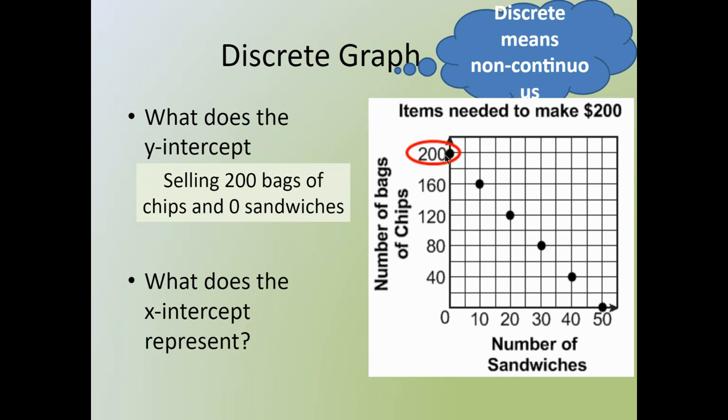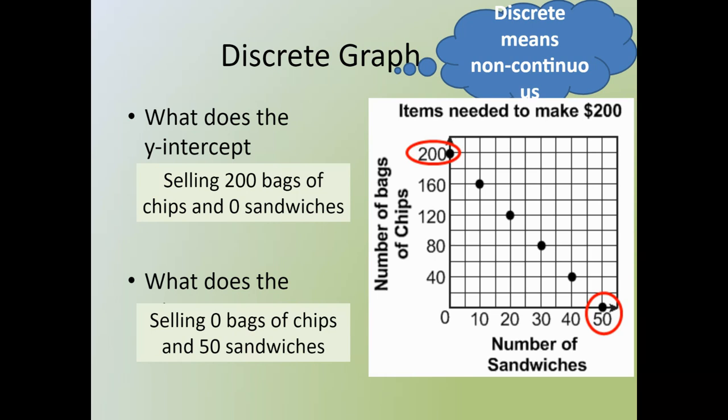Now what about our x-intercept? So the x-intercept is where the graph crosses the x-axis. So that will be 50. What does the x-intercept 50 represent? Selling 0 bags of chips and 50 sandwiches.